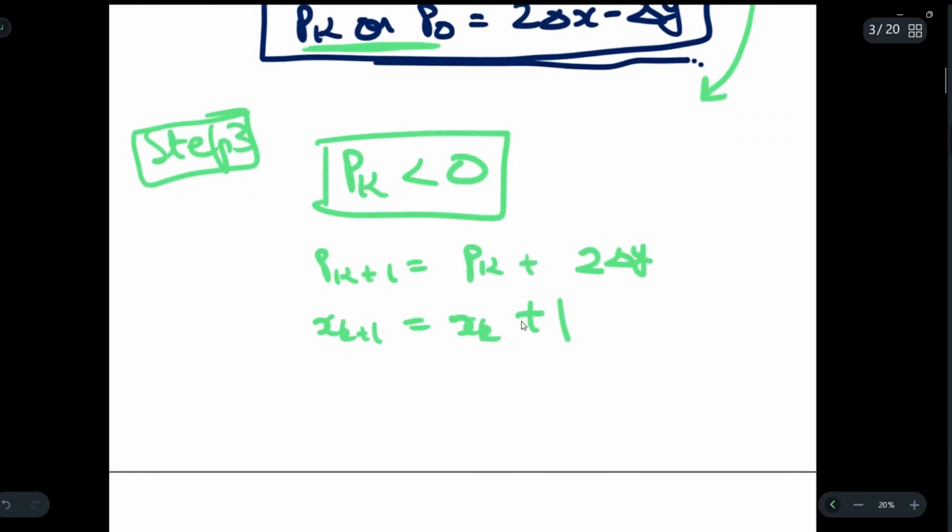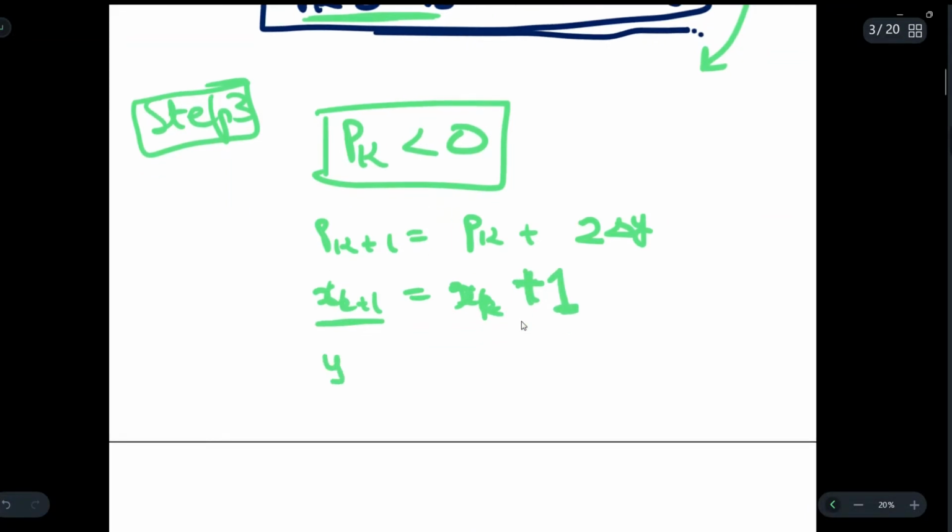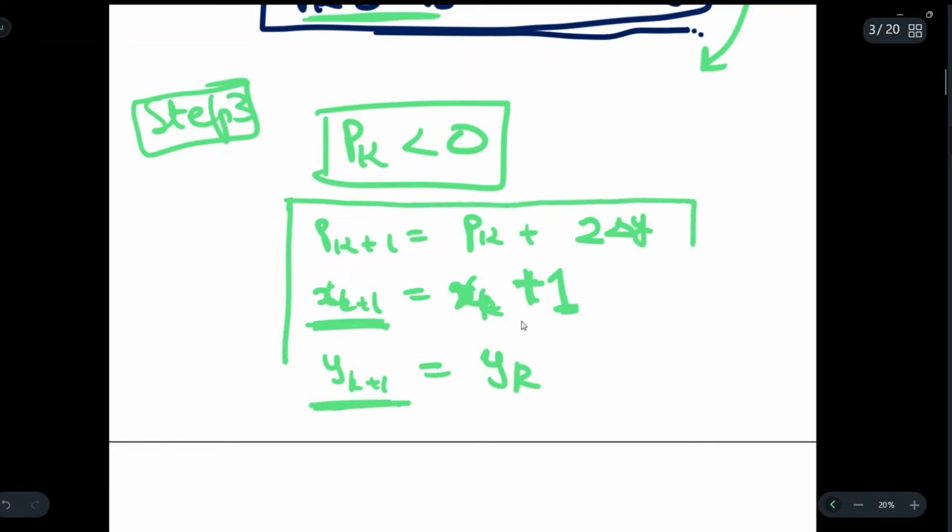Now there is a difference between these two. This is xk+1 in the subscript, and this is xk, and then separately we add 1 to xk. Now yk+1 is given as yk, that is, the value of the y coordinate will remain the same, whereas the value of the x coordinate will be incremented by 1, and the pk value is given by pk plus 2 del y. So this is what happens when pk is less than 0.